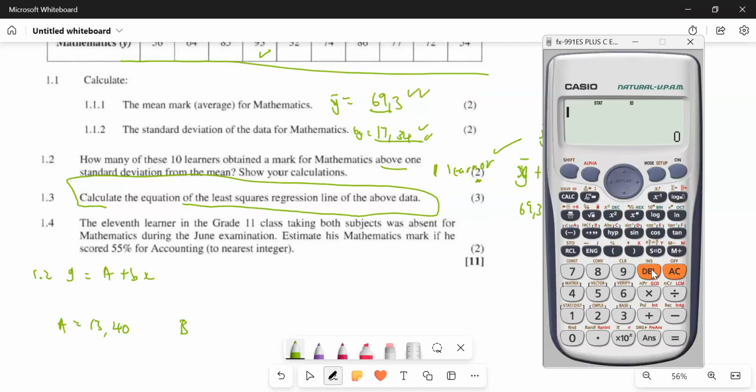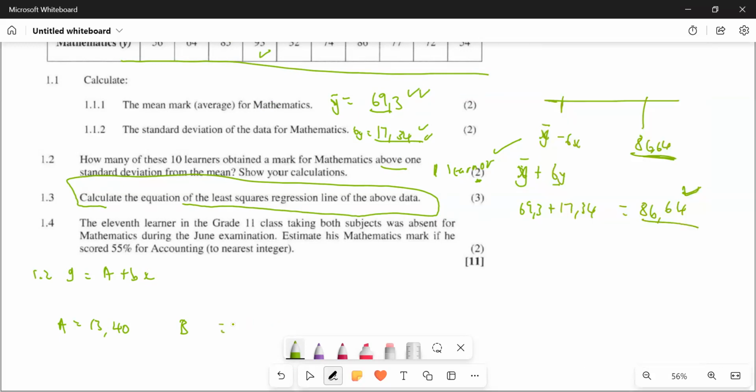What is going to be our B value? AC again, shift 1, rec 2. We have 0.82. And then therefore, what is going to be our equation? Our equation is going to be equal to 13.40 plus 0.82x.